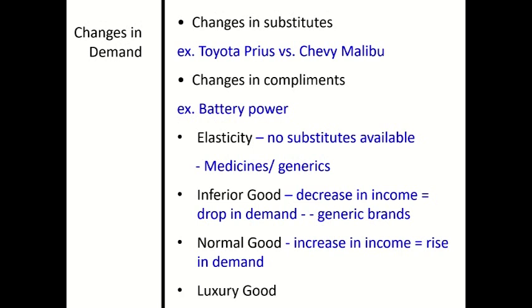And then a luxury good, it's pretty simple. A luxury good is when you see an increase in income and a rise in demand, but then you start to see items purchased that are wants that you may not see purchased when there's a general decrease in income, like diamond rings and things like that.